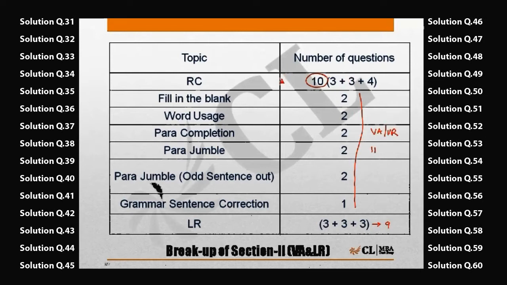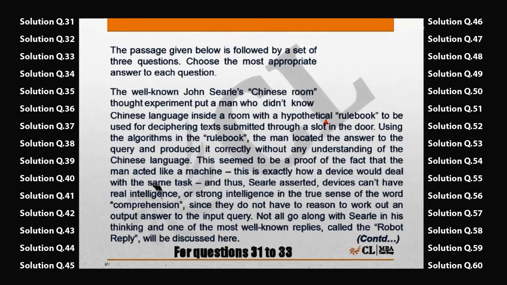The idea is to spend about 20 to 25 minutes in each of these areas, roughly, depending upon which is your strength and which is your weakness, and try and maximize our score. Let's start with the first set of questions, and this is from reading comprehension.